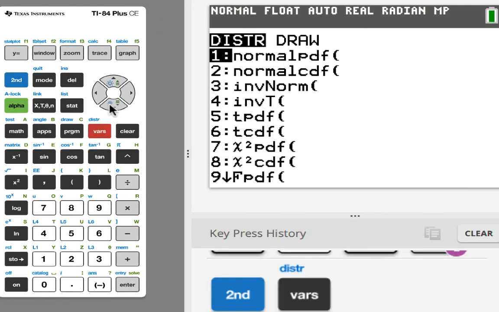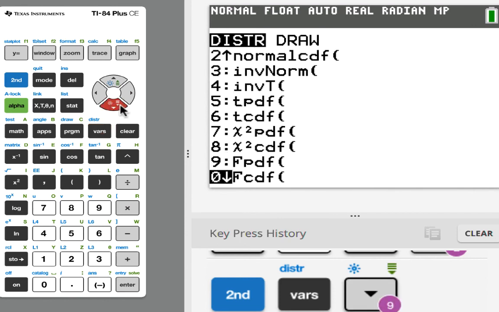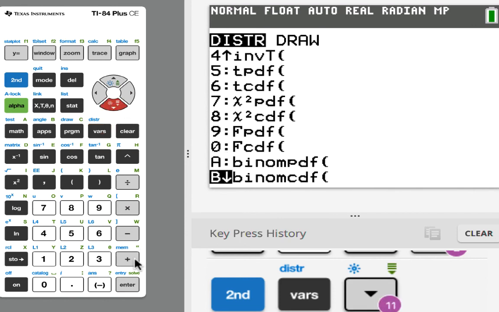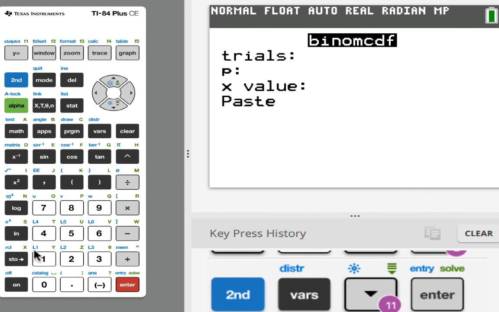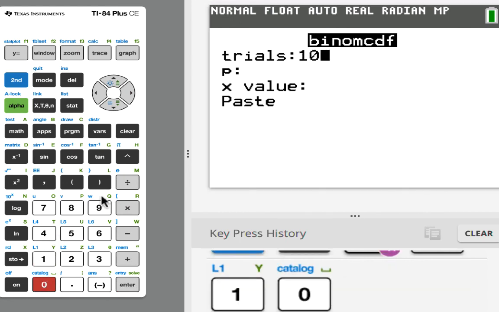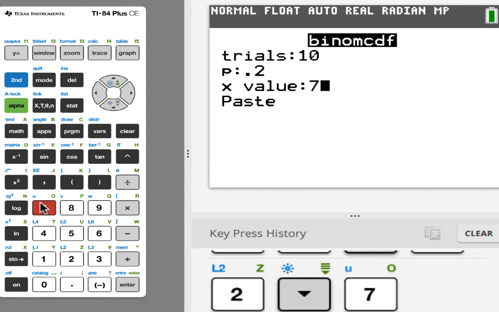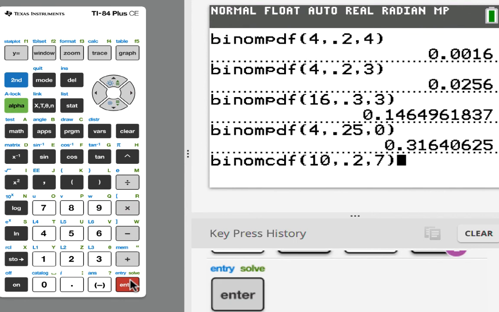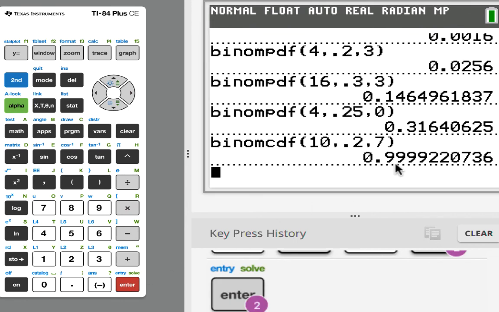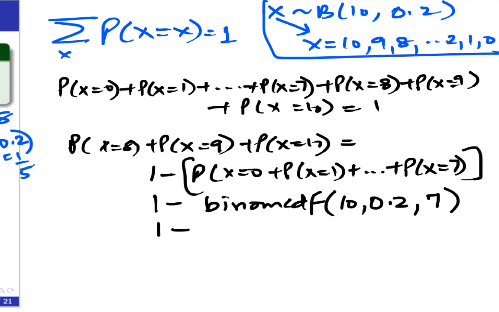So second, go to binom CDF, enter. Now trials are what? There are 10 trials, that is 10. Lucky Larry is answering the questions. Probability of success is 0.2. We're looking at the x value, that means 7. Paste, click enter. You get 0.999220736.